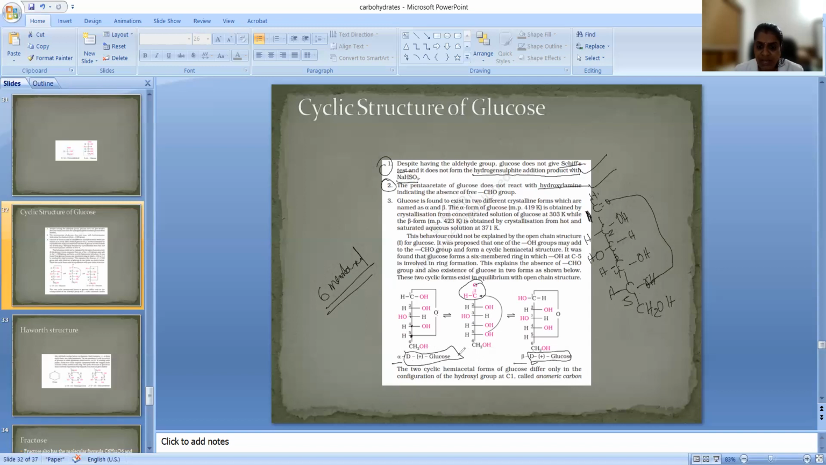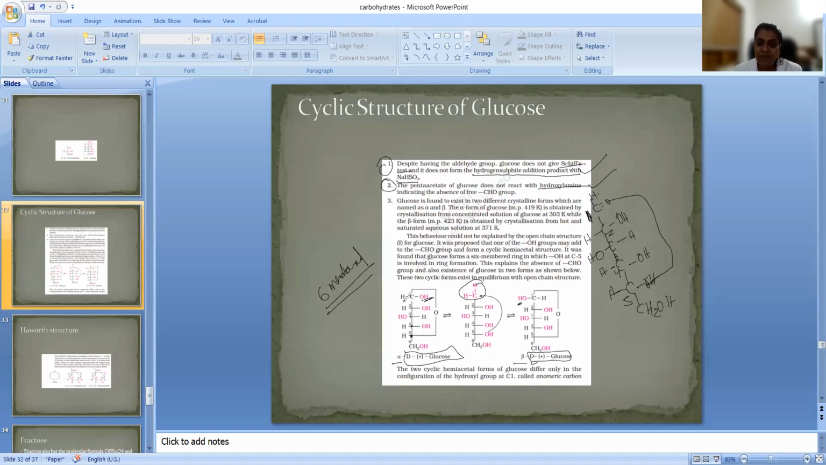So what is the difference in alpha and beta form? In alpha form, at the first position, the OH group is on the right side, and in the beta form, at the first position, the OH group is on the left side. That is the difference. So in alpha form, the OH group is on the right side, and in beta form, the OH group is on the left side.